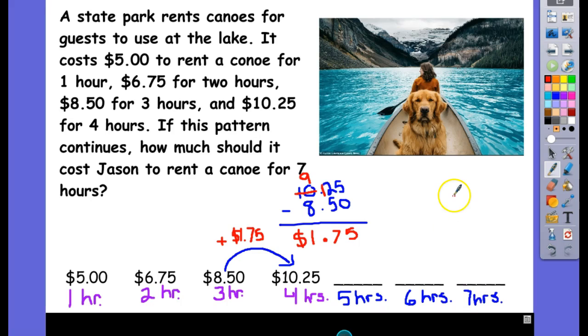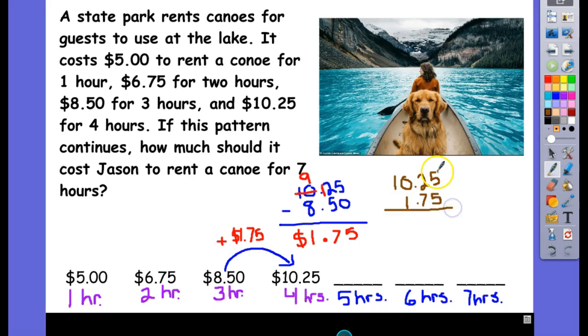So I'm going to take $10.25 and I'm going to start adding $1.75 until I get to my correct term. So let's go ahead and get started with $10.25, or 10.25 hundredths. Either way you say it is correct. And I'm going to add my pattern here, which is $1.75, or 1.75 hundredths.